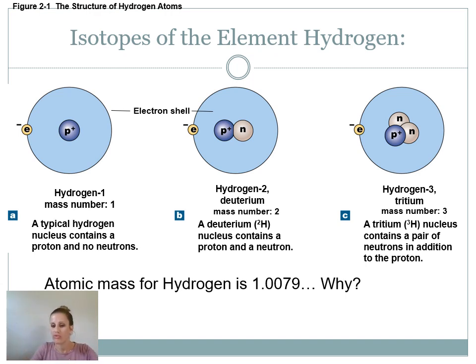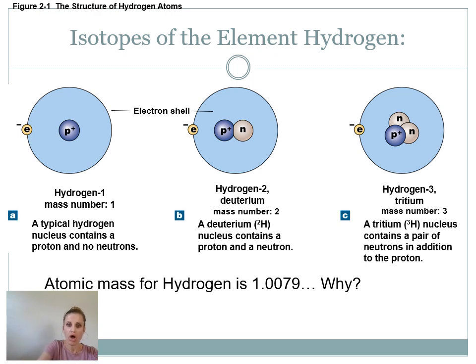Then even more rare than that is hydrogen 3. It has a mass of 3. So if the mass of 3 equals the number of protons plus the number of neutrons, and we know that the number of protons never changes, so the mass of 3 equals 1 proton plus how many neutrons? It must have 2, right? 2 plus 1 is 3. So if you look here in the nucleus, notice it has 1 proton and 2 neutrons. That's how it gets to a mass of 3. It's heavy because it has more neutrons.